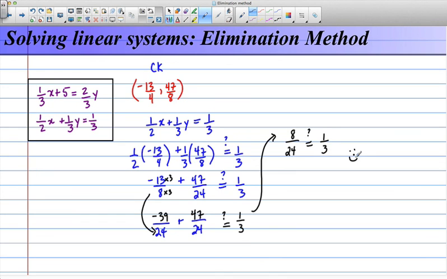And by now you're smiling. So 8 goes into both. 1/3 does in fact equal 1/3. And we could check in the first equation as well, but this should be sufficient. Good job.